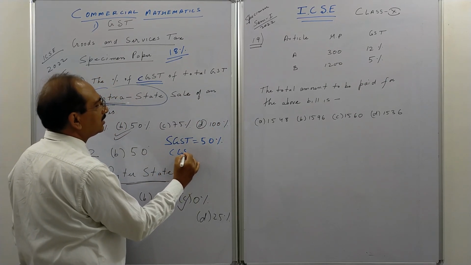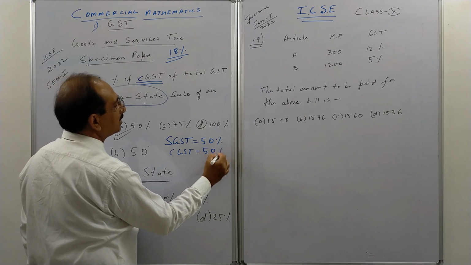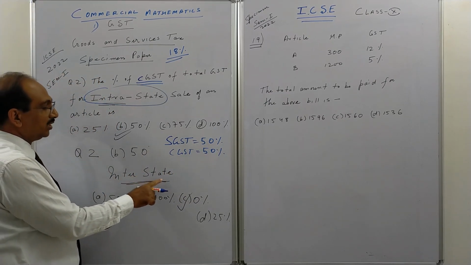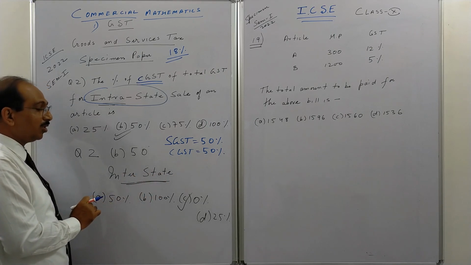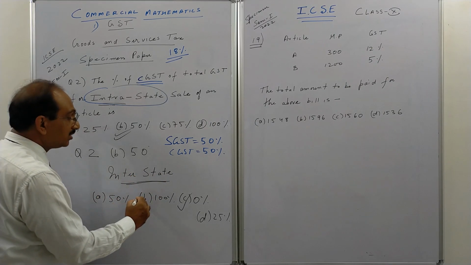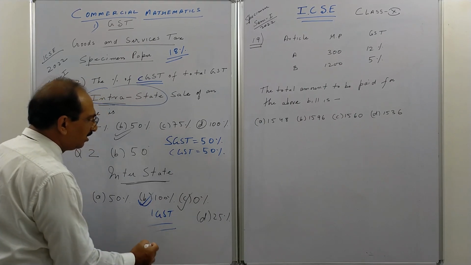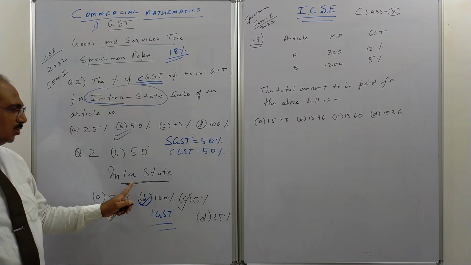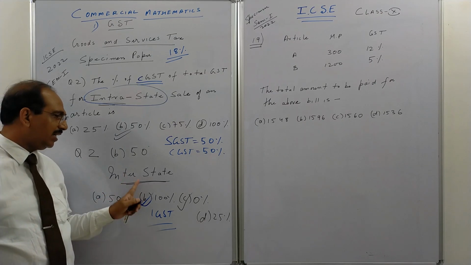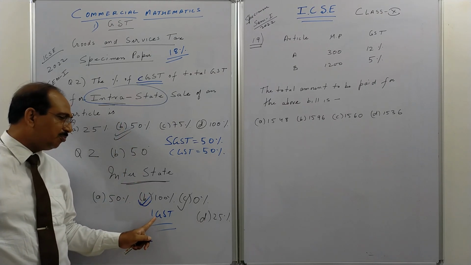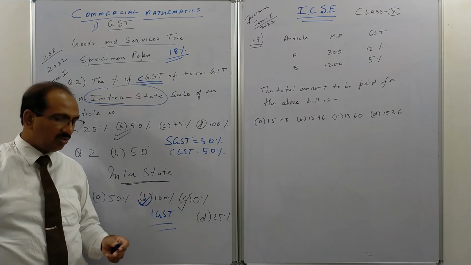And CGST is 50%. But in what question I gave you, interstate, if the question says how much does the central government get? Interstate, so answer will be 100%. So what we call IGST, integrated goods and services tax. So if it is interstate and the question is central government, then it gets 100%, and if it is state government, it does not get anything.